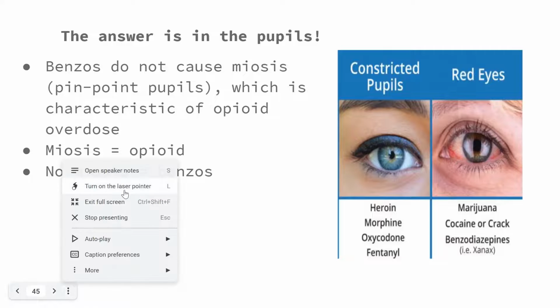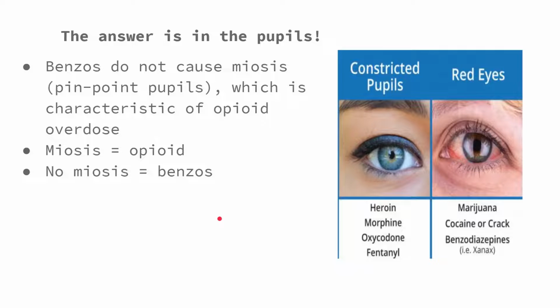The important thing to know here is that opioids cause miosis, something we have already seen. They cause what we call pinpoint pupils. This is a characteristic feature of opioid overdose, but benzodiazepines do not cause miosis. So this is the easiest way to tell them apart.